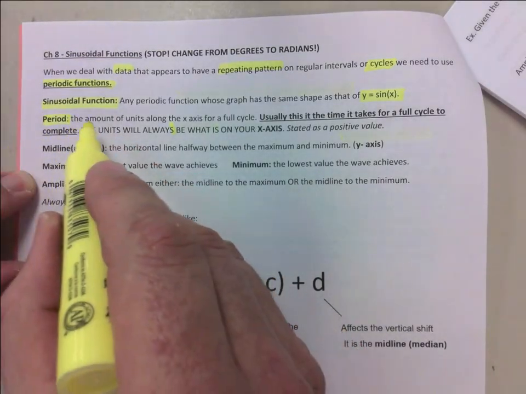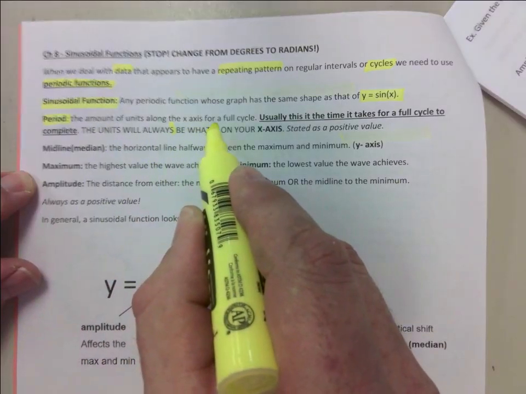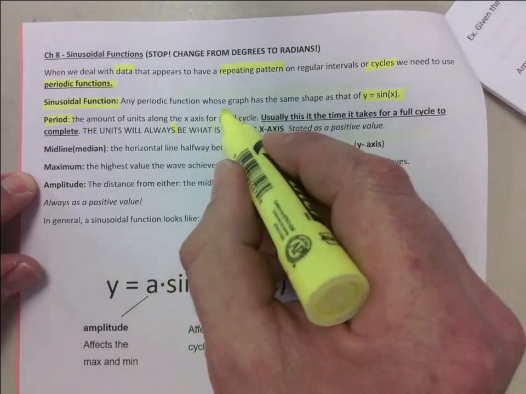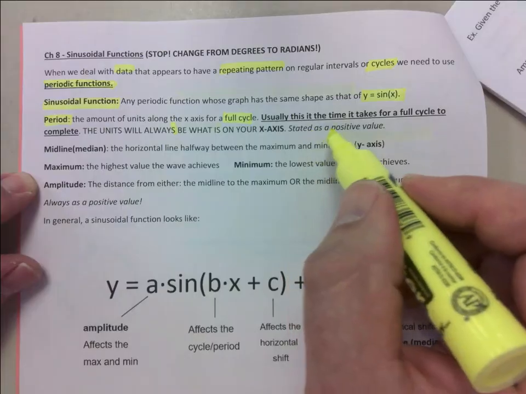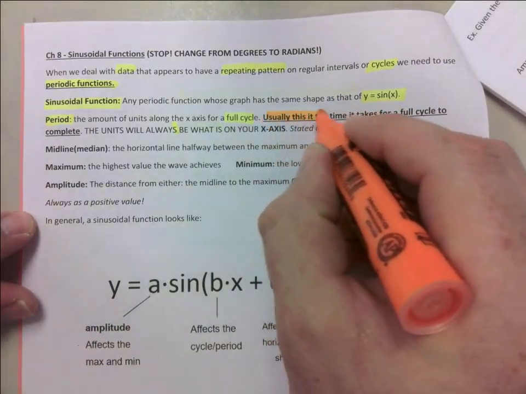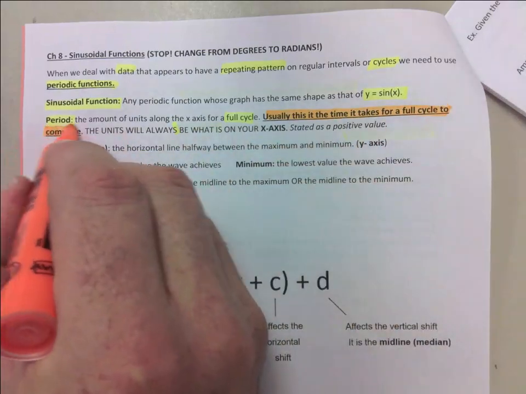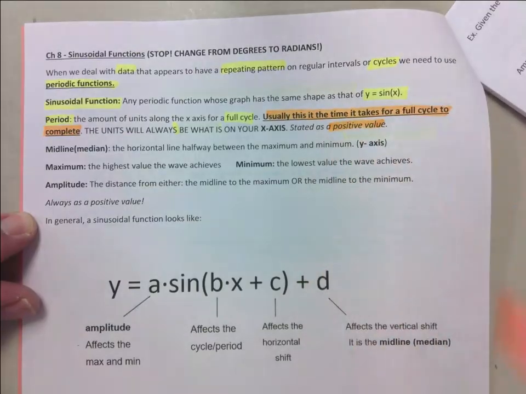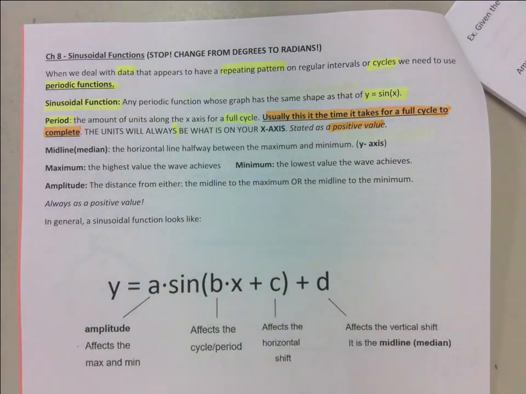Period is the amount of units along the x-axis for a full cycle. Usually it is the time it takes. I will highlight this part, and I will give you a Cole's notes, a short version, on your study sheet later on with a quick way to figure it out. Usually this is the time it takes for a full cycle to complete. It is always a positive value. You've got to remember that. There's no such thing as a negative period.